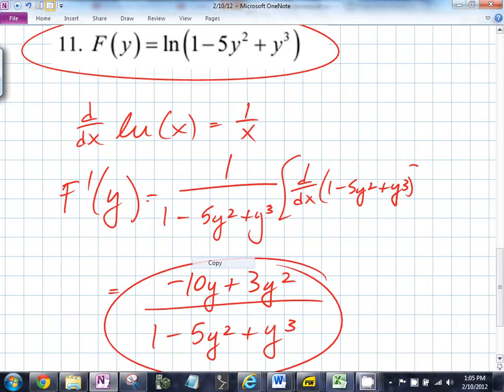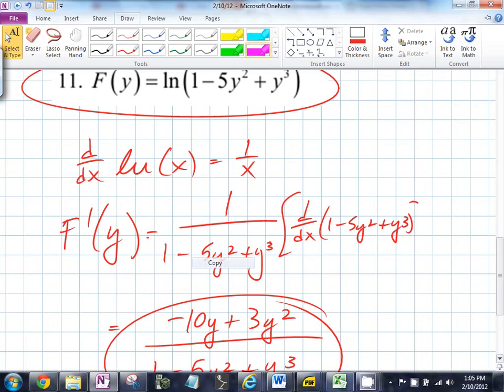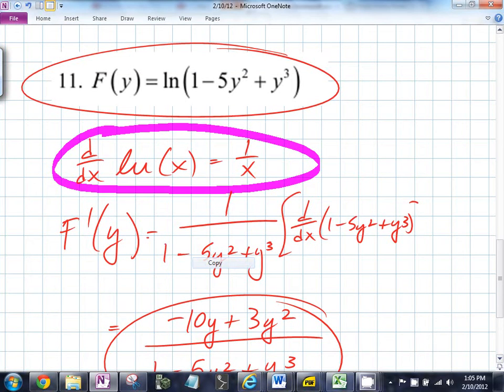You just need to remember this. I didn't show you this yesterday. You could have looked it up. The derivative of ln x is 1 over x. Is that really important? Very much so.